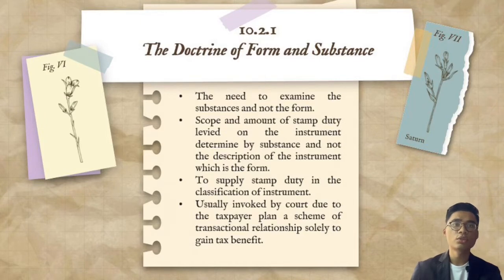It is also usually invoked by courts due to the taxpayer planning a scheme of transactional relationship solely to gain tax benefit. If the tax motivation outweighs the transaction business purpose and profit goal, the court will decide that the form, which is the written contract, does not reflect accurately the substance of the agreement, thus the intended tax benefit will be denied by the court.